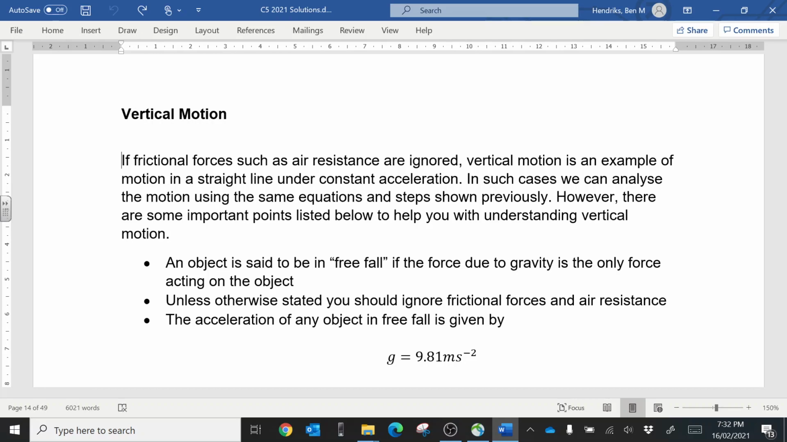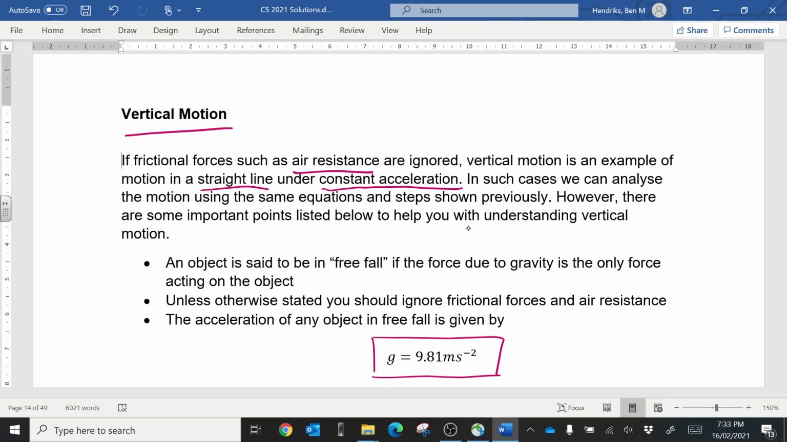Today we are looking at vertical motion, which is another example of the equations of motion that we saw before, if it's just falling in a straight line. So if frictional forces such as air resistance are ignored, vertical motion is an example of motion in a straight line under constant acceleration. And that constant acceleration is the acceleration due to gravity, which is equal to 9.81 meters per second squared downwards towards the Earth.